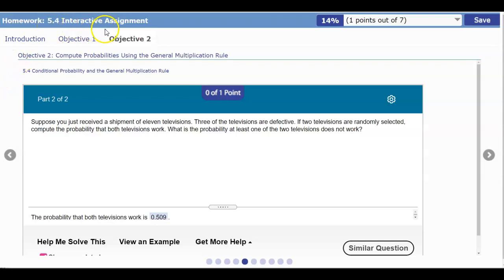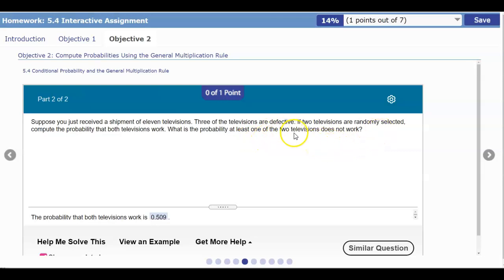Section 5.4 Interactive Assignment Objective 2. Suppose you just received a shipment of 11 televisions. 3 of the televisions are defective. If 2 televisions are randomly selected, compute the probability that both televisions work. What is the probability that at least one of the 2 televisions does not work?